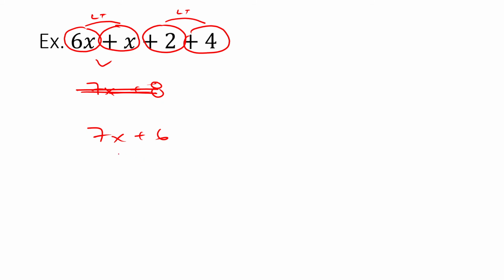Now you might be wondering, where did I get that addition sign? Well, here's the thing. If you circled all of the terms and you combine them together, that means your sign is plus between the two terms. Now you might be saying, what?